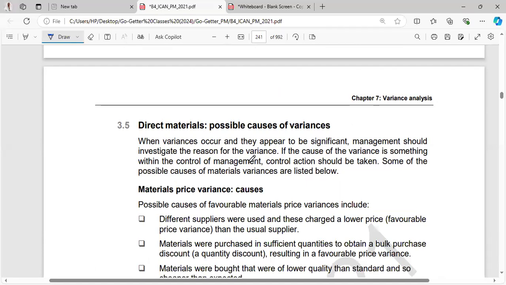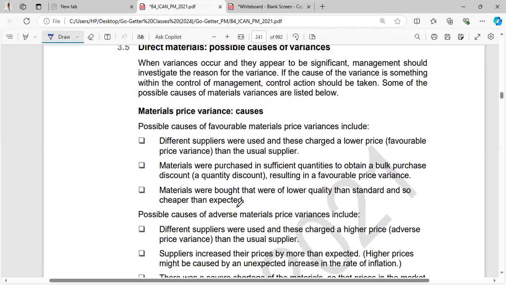Now, when variances occur and they appear to be very significant, management should investigate the reason for the variance. If the cause of the variance is something within the control of management, the management should take action. Now, some of the possible causes of variances are as follows. Look at material variance, possible causes of favorable material price variance.